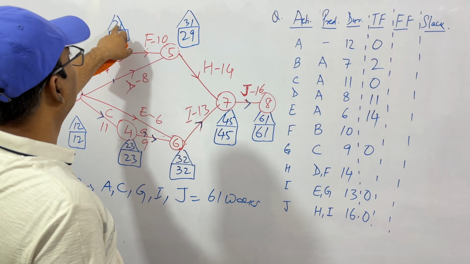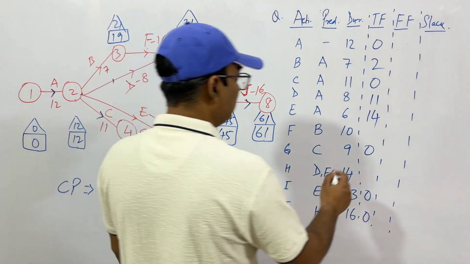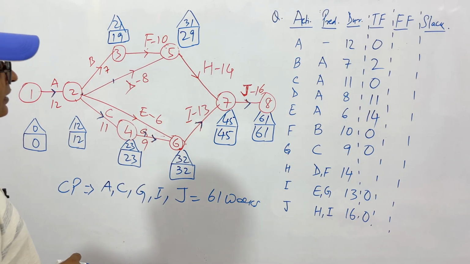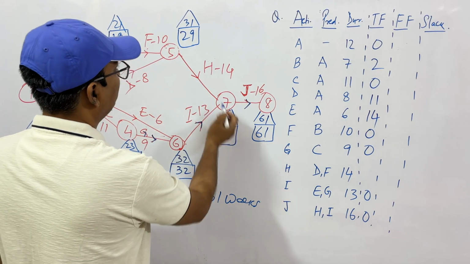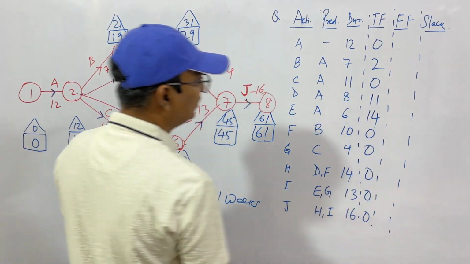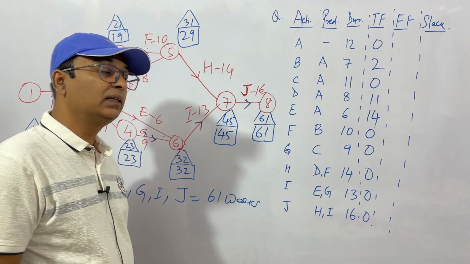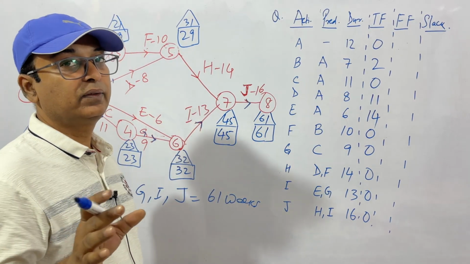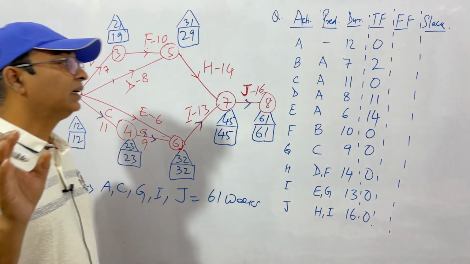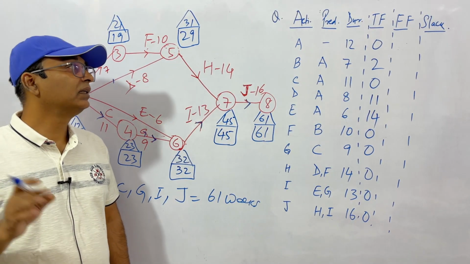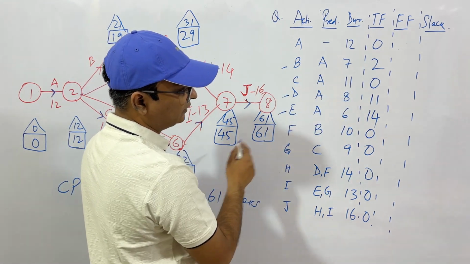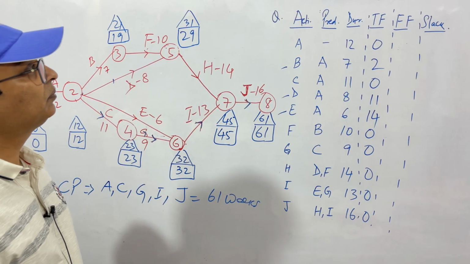Then F is here. See, 31 minus 21 is 10. 10 minus 10, 0. So you cannot delay it. Then H is here. See, 45 minus 31 is 14. And 14 minus 14, 0. Again, it is 0. So where do you have scope of delaying? Obviously, you cannot delay a critical activity. So you have option to delay only non-critical activities. And the option is B by 2 days, D by 11 days, E by 14 days. Others you cannot delay. This we get from total float.